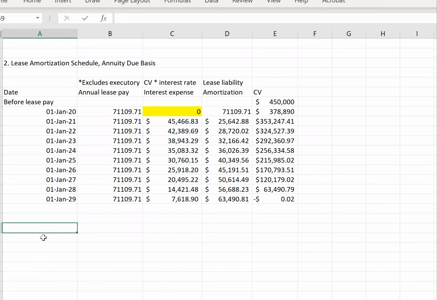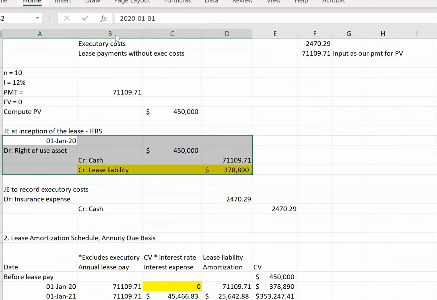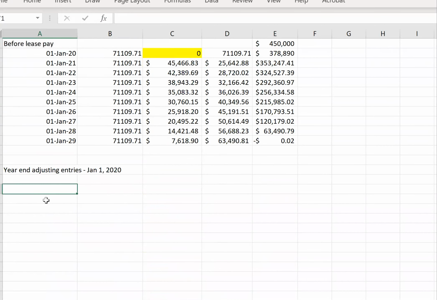So we've got year-end adjusting entries. We recorded the lease on the books at January 1st, 2020 right here. This is January 1st, 2020, but now we're doing December 31st, 2020, the year end of this period. Let's see what that's going to look like. At year end, we're going to have 2 adjusting entries. The first is going to be interest expense on the lease liability.